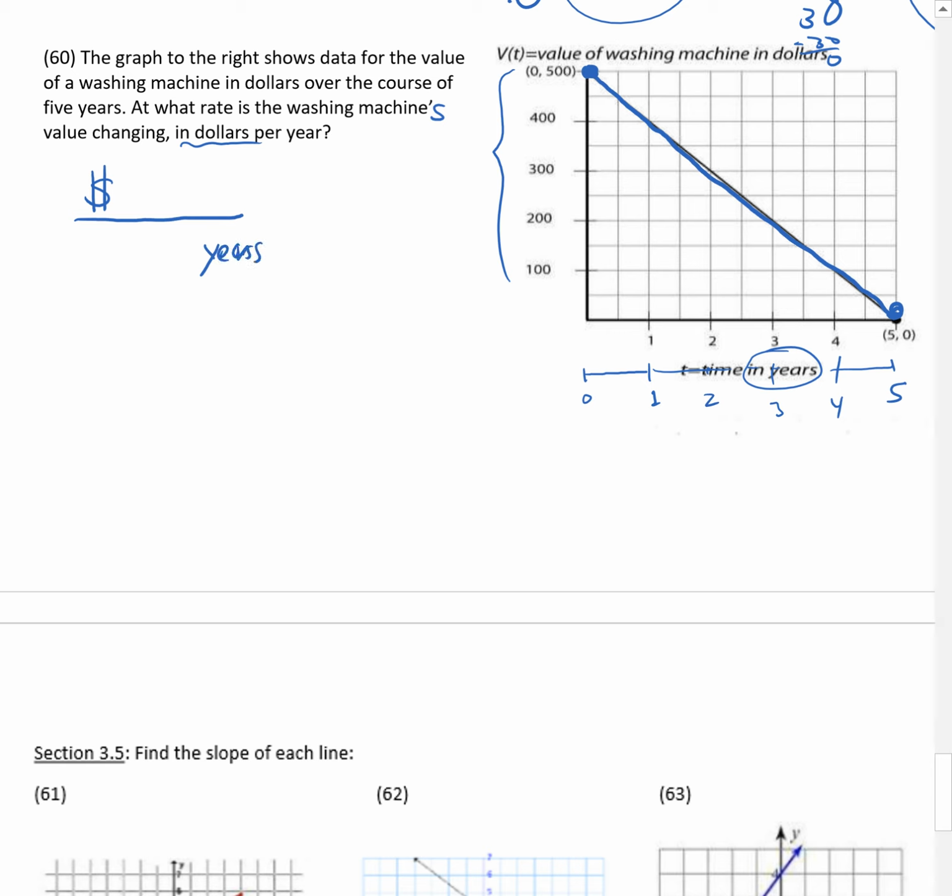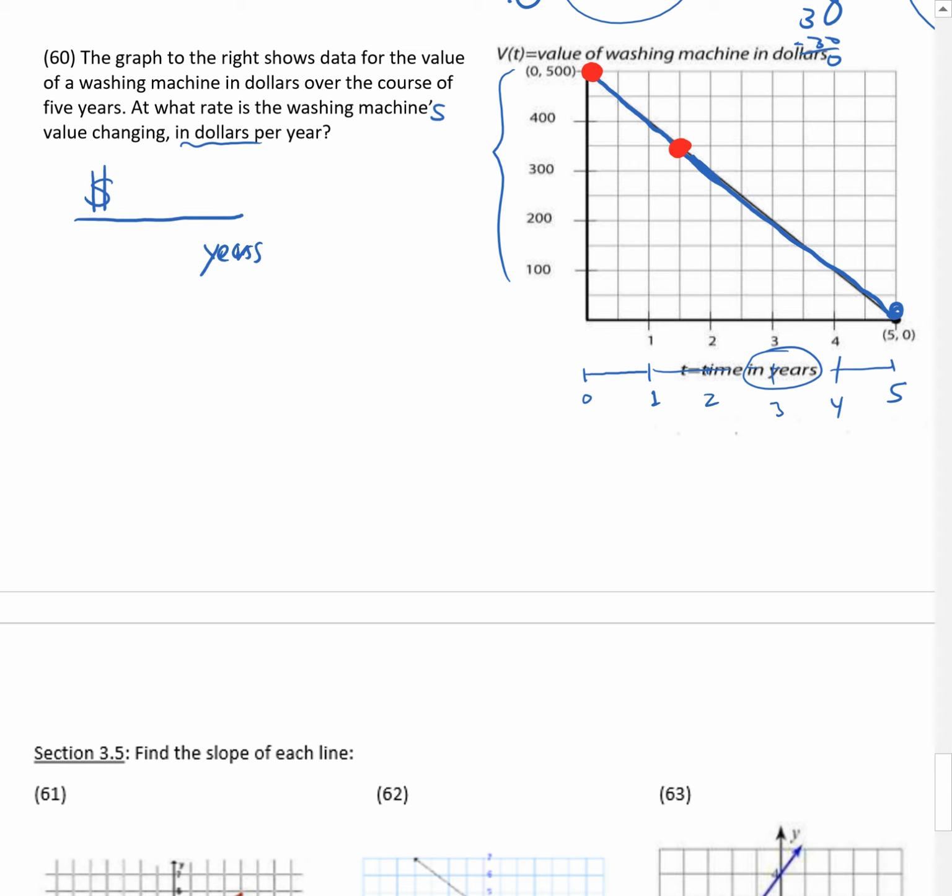But this time, not like in number 59, they didn't just tell us these are specific things at 4 o'clock and then at 4:45. Here we have a lot of different points to choose from. So you can narrow in on any 2 points on this entire line and figure out the change from there. It really doesn't matter. I'll just pick this top left corner here, 0, 500. And then maybe this one right here. So any 2 points you can think of.